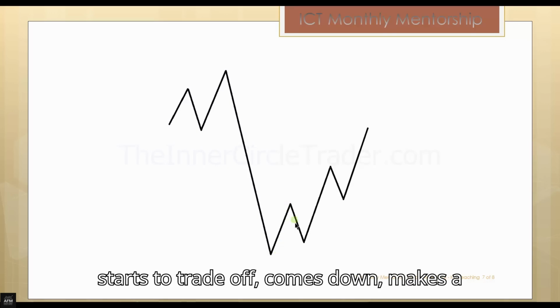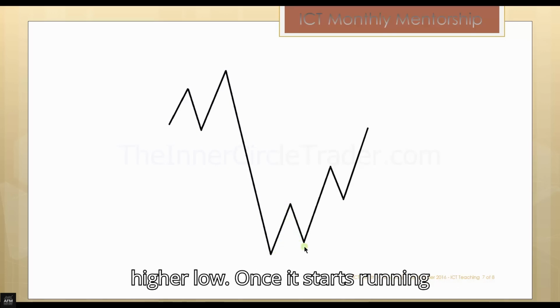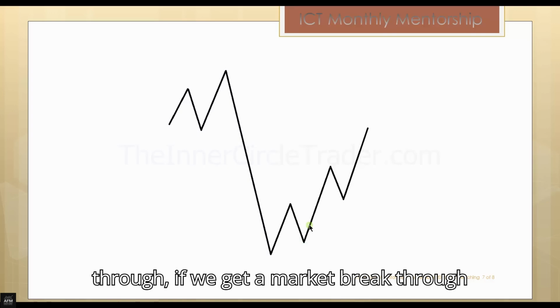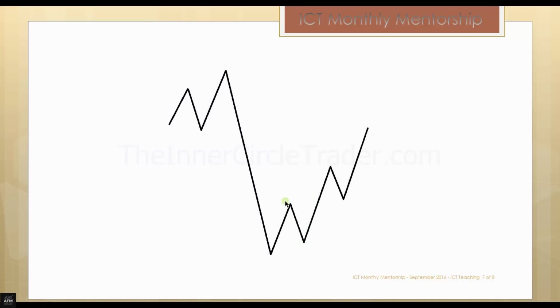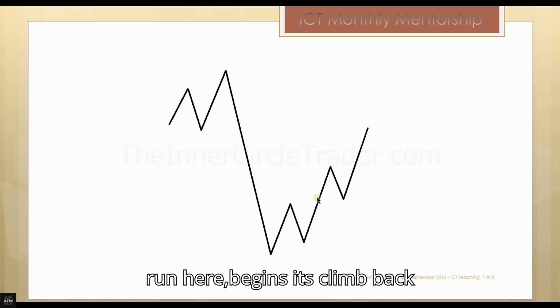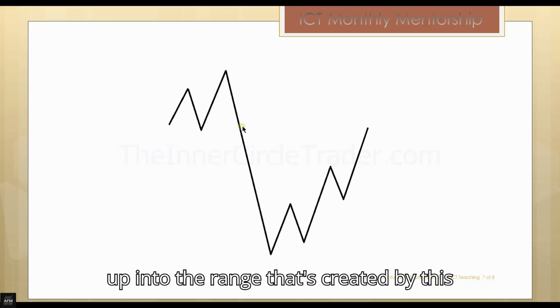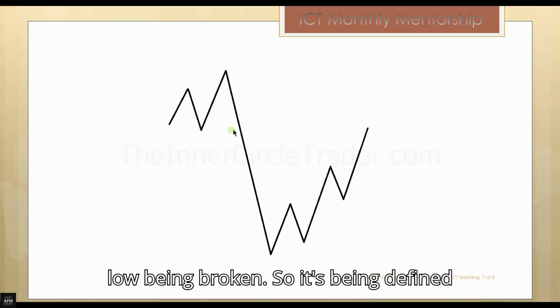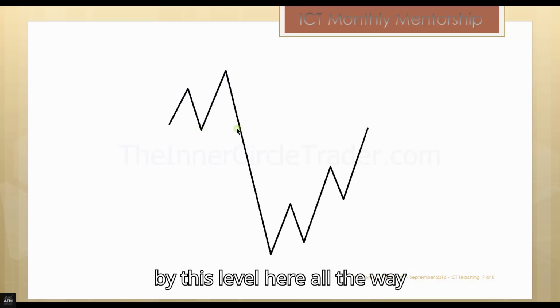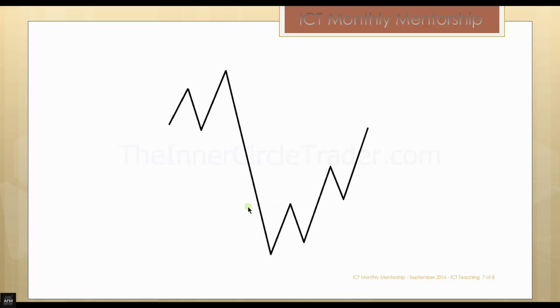comes down, makes a higher low. Once it starts running through, if we get a market break through this short-term high, this run here begins its climb back up into the range that's created by this low being broken. So it's being defined by this level here all the way down to this high once it's broken. This area of price action is deemed low resistance.